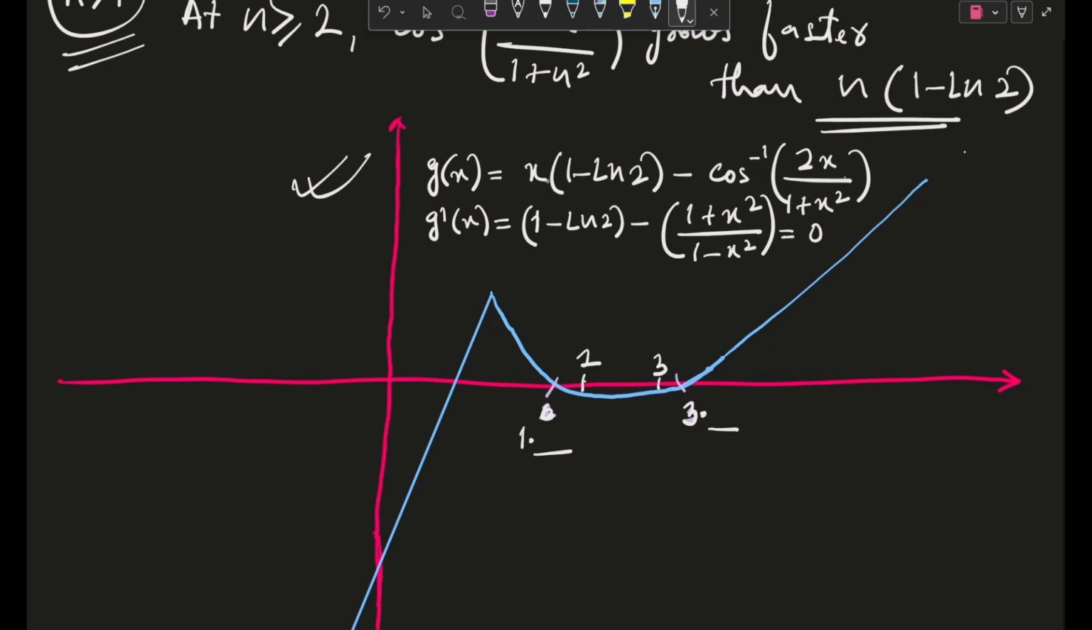G of x is actually x into 1 minus ln 2 minus cos inverse of 2x by 1 plus x square. So if you differentiate this, you will know the nature of the curve. And if you see this part carefully, 2 and 3 will not be the roots, but there will be roots in between. Here will be one root on the left hand side of 2 and on the right hand side of 3, because if you solve this particular equation, you will get a horizontal tangent here, I guess. Anyways, this is just a type of estimation I have done.